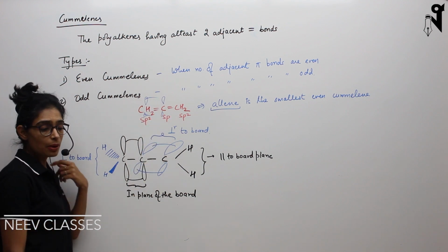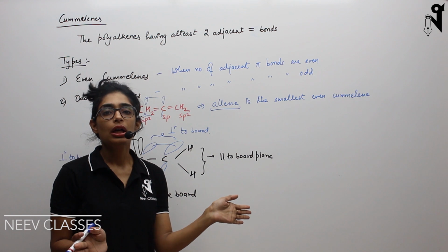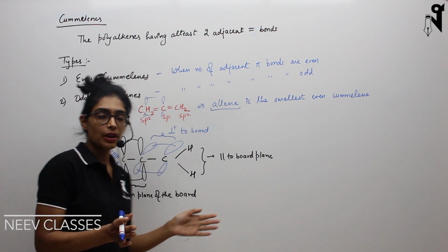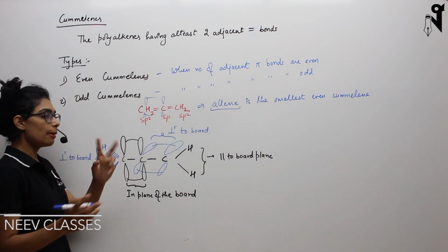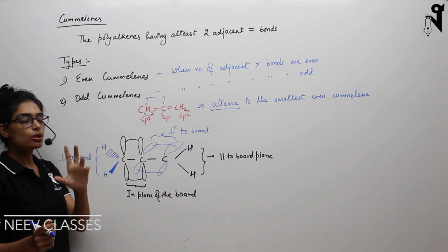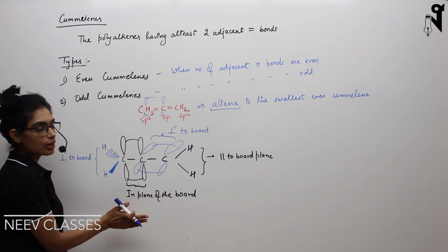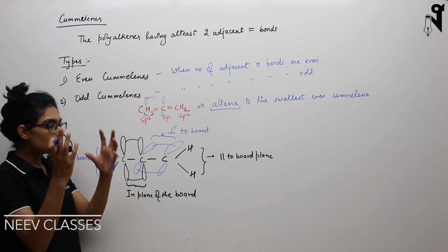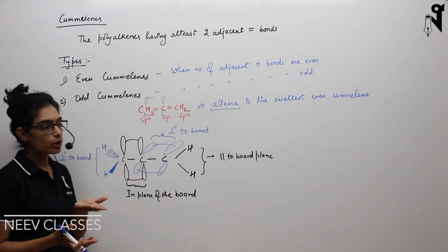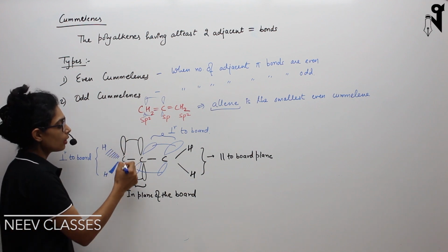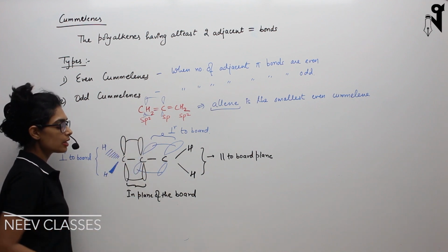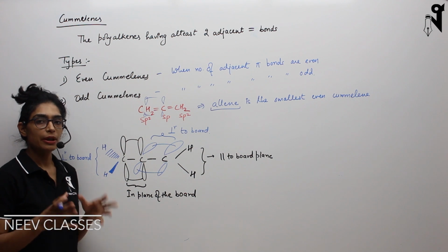Pi and sigma bonds are perpendicular to each other, correct? So I'm taking two planes to explain this diagram. One is the plane parallel to the board, when things are in the plane of the board, and one is perpendicular to the board. So assume right now the bond which I have made is parallel to the plane of the board.